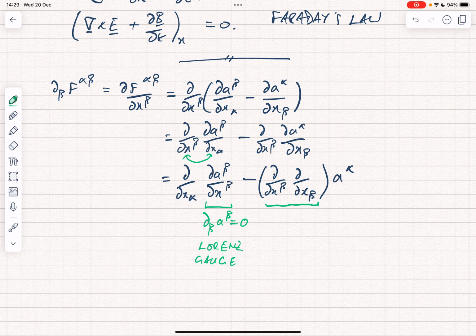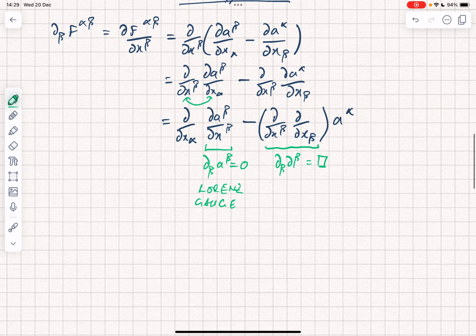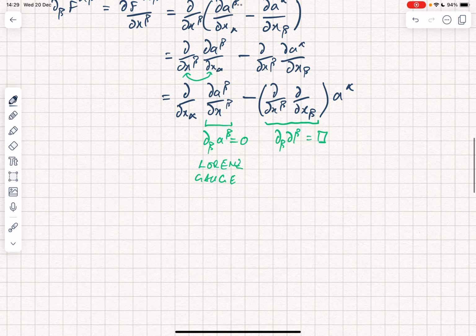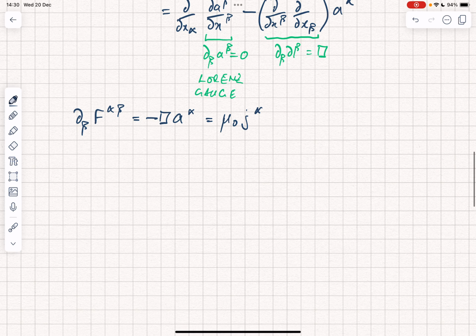This here is d beta, which we've defined as box. So when we put all of that together, we get the following. We get that d lower beta of F upper alpha beta is equal to minus box of A upper alpha, which is mu naught J alpha, as I stated. That's the first term, the first result.